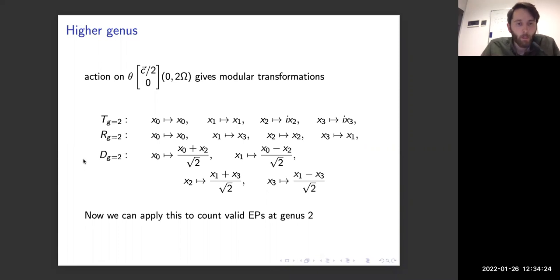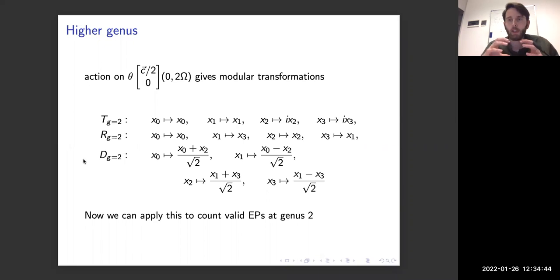So yeah, the higher genus modular transformation. At genus 1, modular transformations came from the requirement that the code is doubly even and self-dual. So to answer your question, yes, they do.